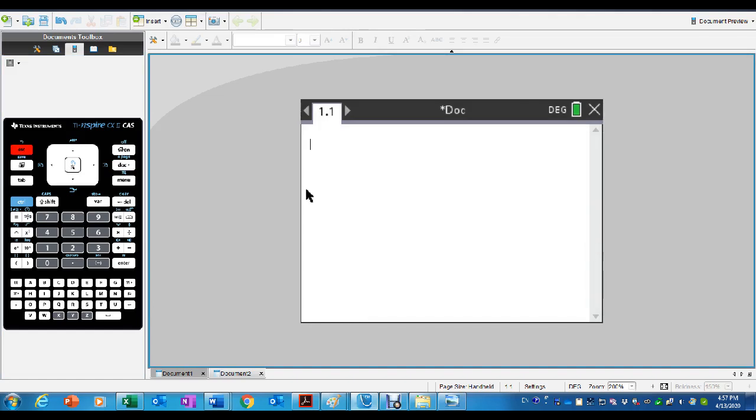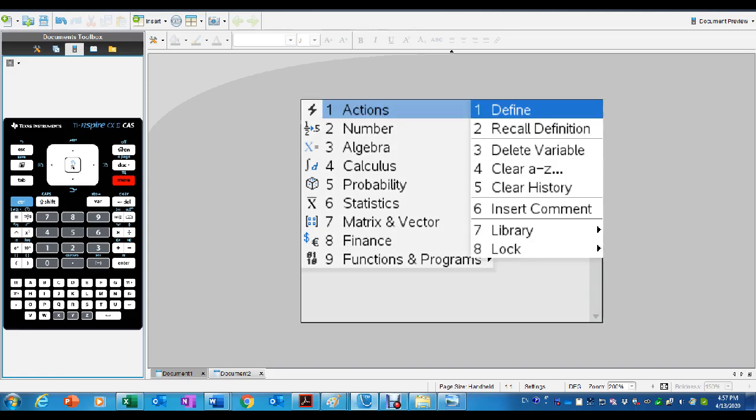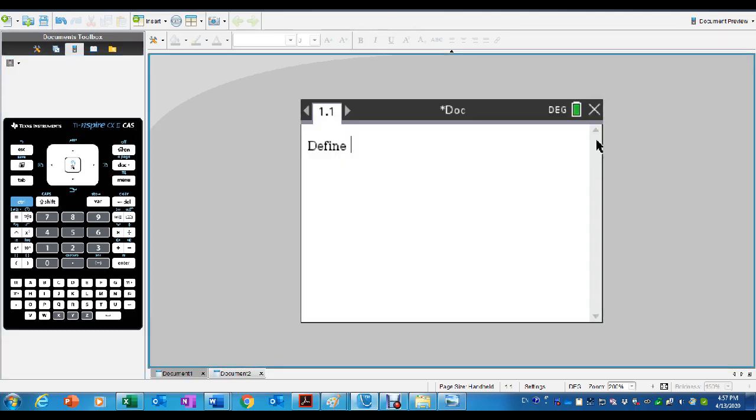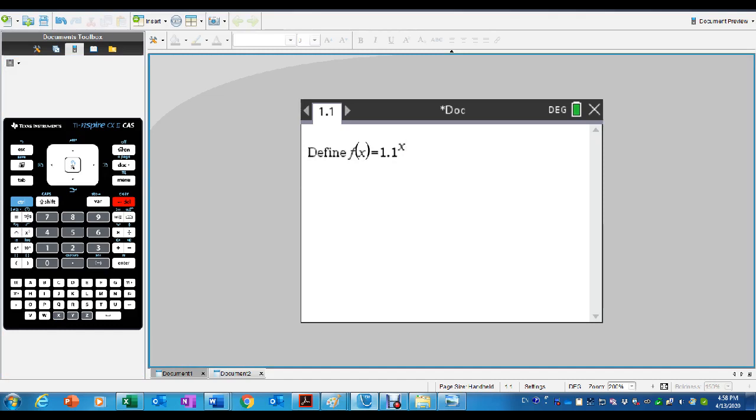Go to menu and you can go to action. You define a function, which equals 1.1. Remember that's our right hand side. It's 1.1 to the power of n, right? So the power is x. Then you see done. That means it's well defined now.